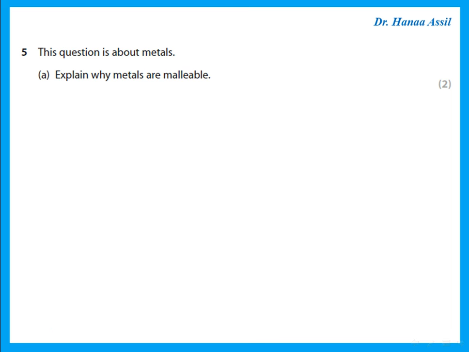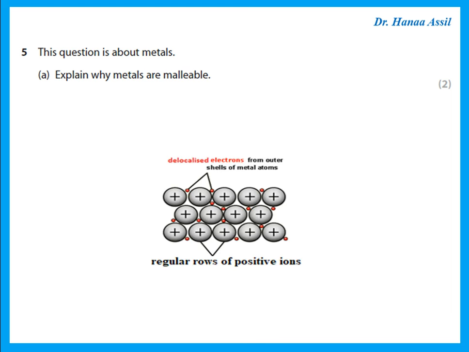This question is about metals. Explain why metals are malleable. Why are metals malleable? Remember, when we talked about structure of a metal, we said metals are made of what? Regular rows of positive ions surrounded by a sea of delocalized electrons.